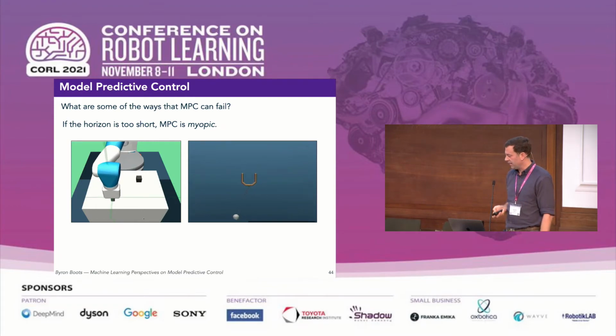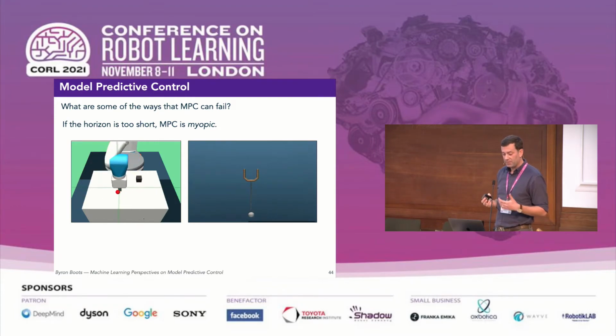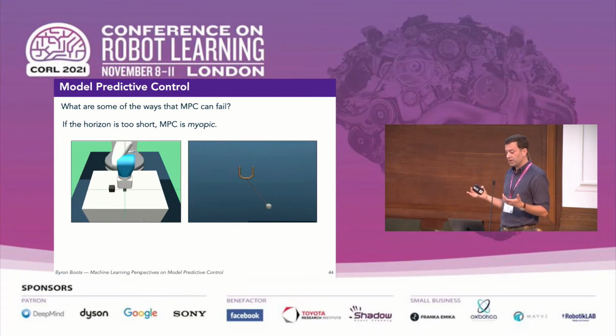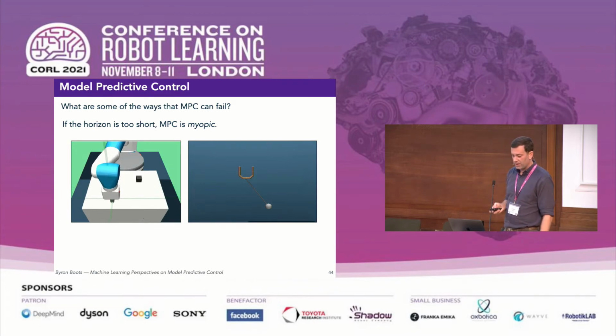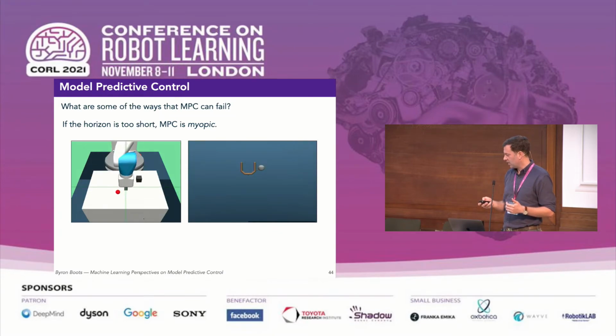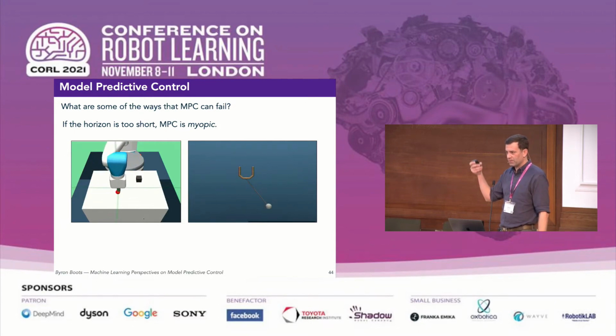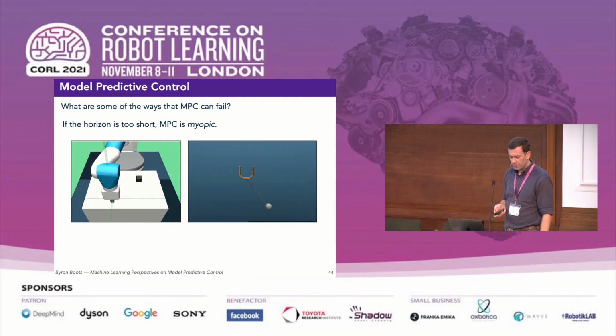On the right is a ball and cup game where the object is to swing the ball up and catch it in the cup. And if the reward is sparse, you get reward only when the ball is caught, a longer horizon is actually needed in order to discover regions of high reward. And in the case which we see here, the horizon's too short and the agent just swings the ball around randomly.